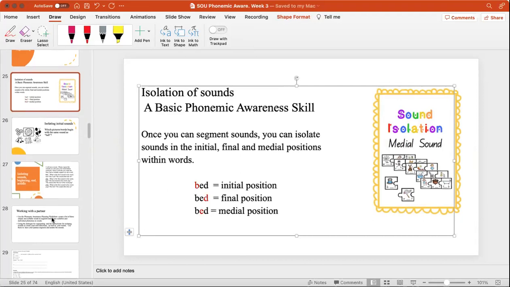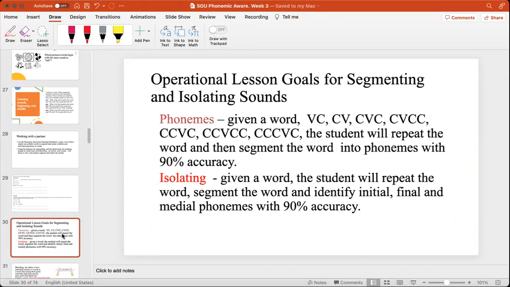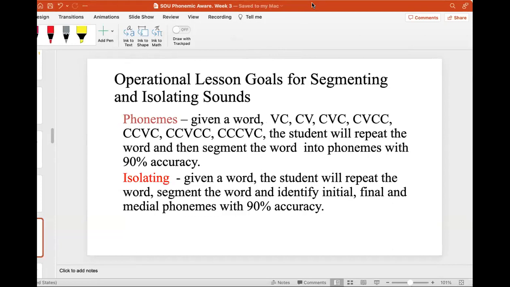I'm going to show you a blending activity and also the goals for this. And then I'm going to have you work again together with someone doing blending and isolating. So the goal for blending would be, given a word of a certain length, the student will repeat the word and then segment the word into phonemes with 90% accuracy. That's a working goal that I want you to work on with your students.